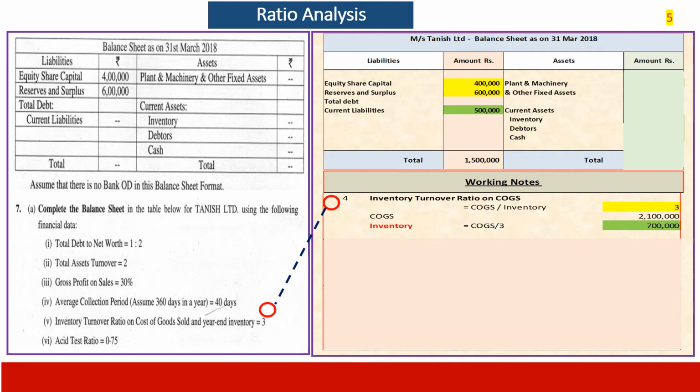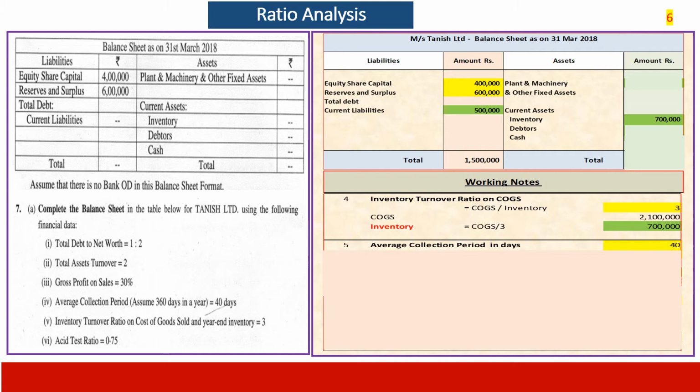Simply put, cost of goods sold is equal to 3 times inventory. Cost of goods sold is 21 lakhs. Therefore, inventory has to be 1/3 of it, 7 lakhs. We have got 7 lakhs as the inventory. We can make the posting of inventory in the balance sheet. We make the posting. Go to next item.